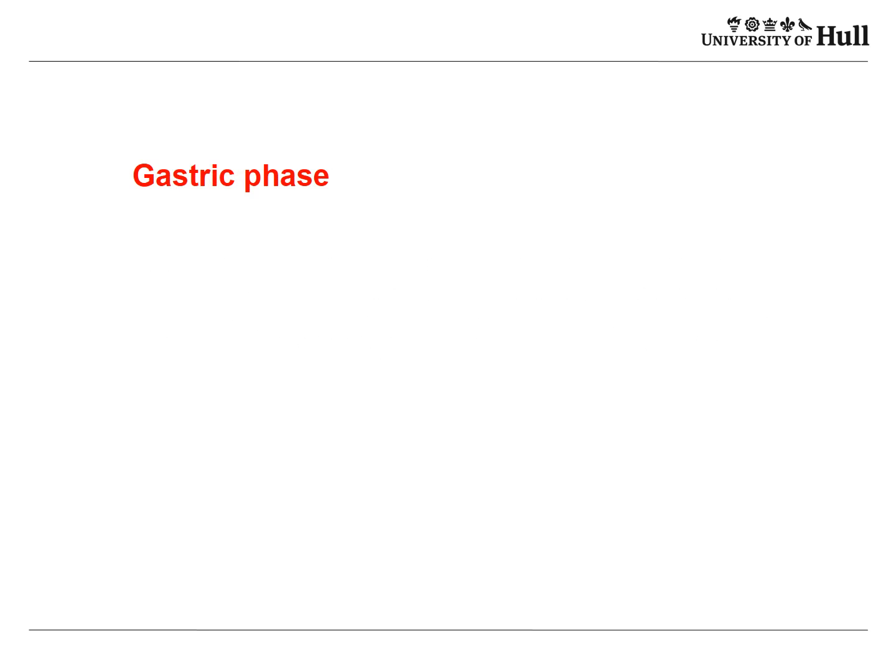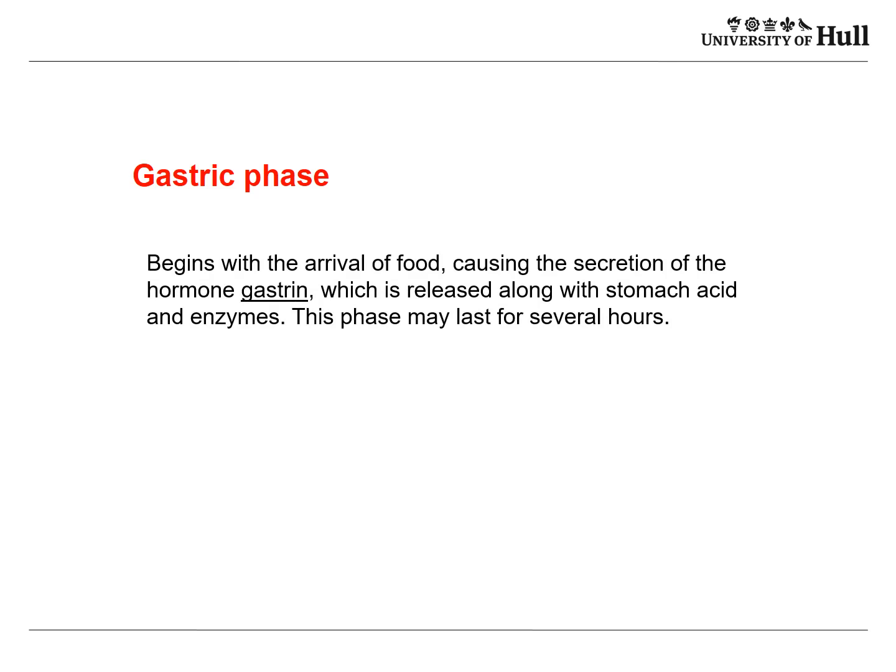The gastric phase begins with the arrival of food, causing the secretion of the hormone gastrin, which is released along with the stomach acid and the enzymes. This phase may last for several hours.